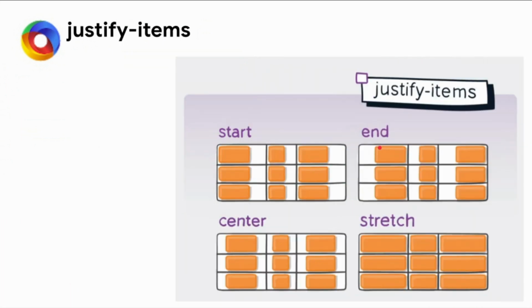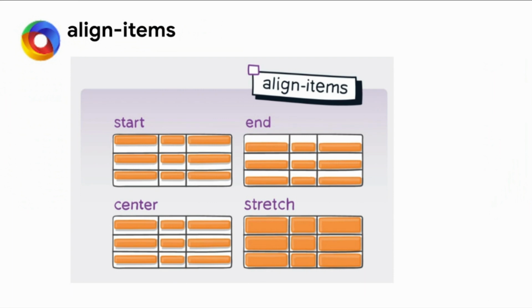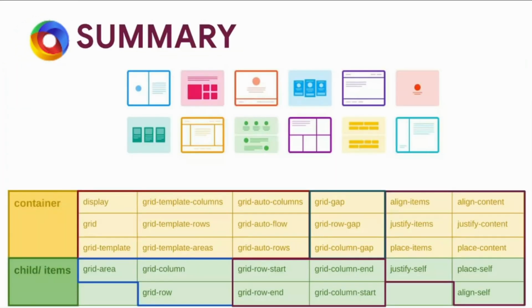Similarly, in justify items, I want everything to be at the end, but this one item should be at the beginning. So I can take this child and put justify self at start. It will automatically make that item go at the start. So that's how justify items and justify self, and align items and align self work. Similarly, place self is there, which is the combination of align self and justify self. Okay, so that's it, I guess, for today.